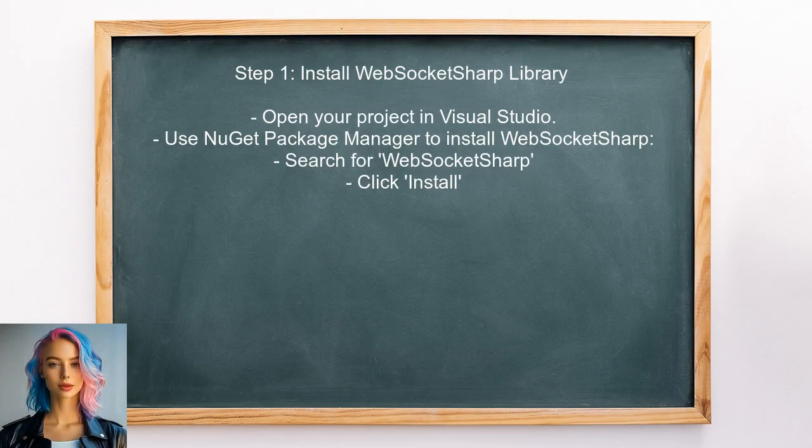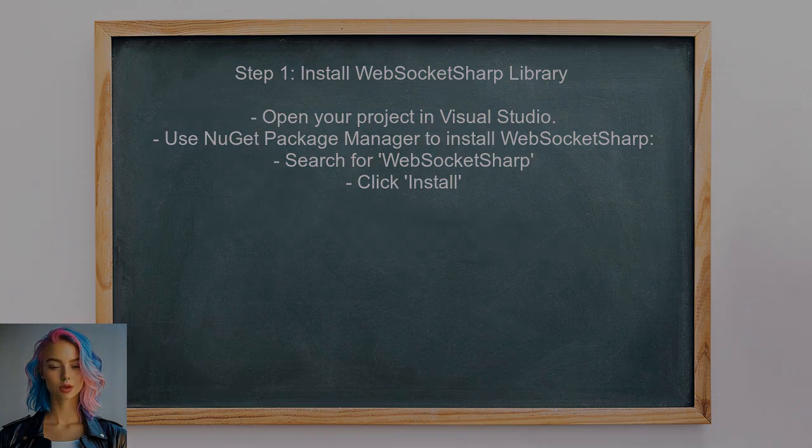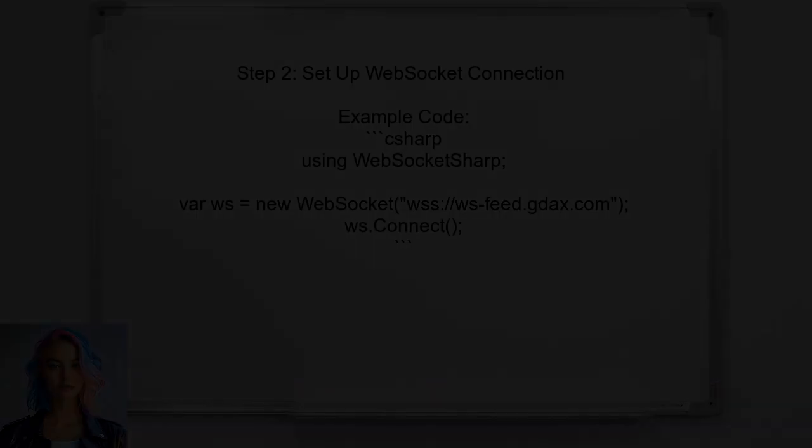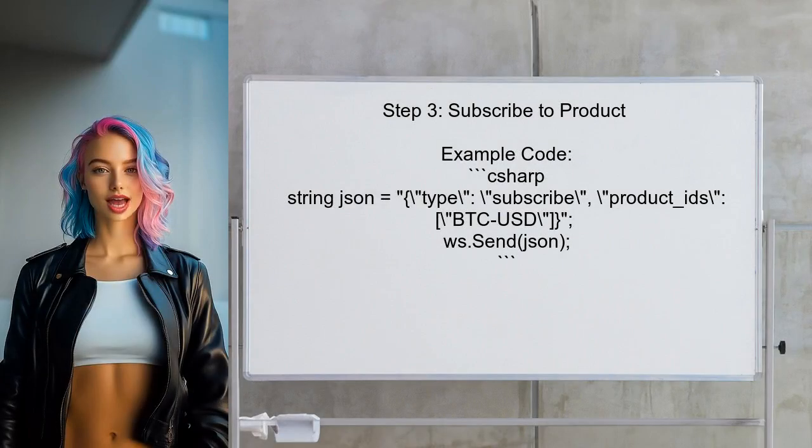To begin, the user needs to ensure they have the WebSocket Sharp library correctly installed in their C# project. This library will allow them to connect to the WebSocket feed from GDAX. Next, the user should set up the WebSocket connection in their code. This involves creating a new instance of the WebSocket class and connecting to the GDAX WebSocket feed. After establishing the connection, the user needs to subscribe to the desired product. In this case, they will subscribe to the Bitcoin to USD market by sending a JSON message.